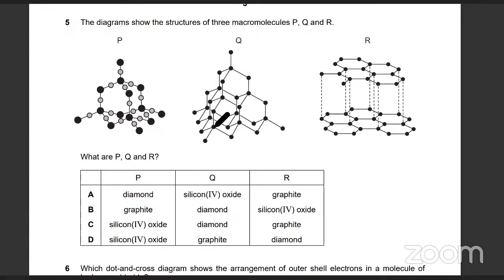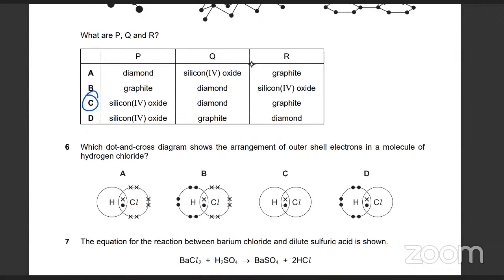I said, which one is diamond? Diamond कौन सा? Silicon 4 oxide, which one is it? And graphite, which one is it? Silicon 4 oxide is P. Yeah, that's SiO2. It's made up of two different elements. What is Q? I think Q is diamond. Okay, Q is diamond. And then this is graphite. Okay, so it's going to be C.